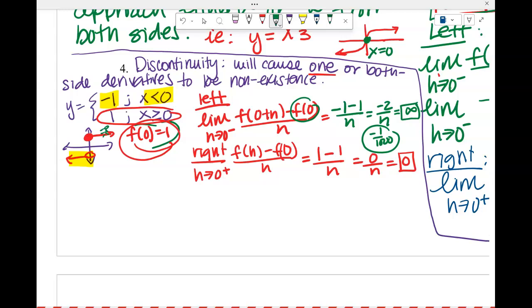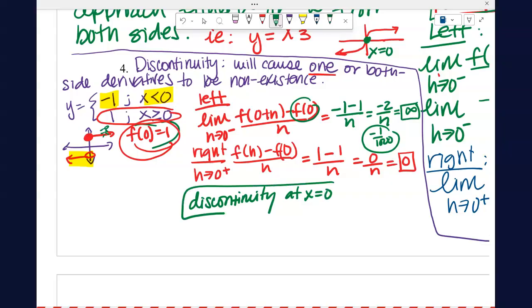Infinity is not a finite number, so it doesn't really exist. It's just behavior. So this is what we call a discontinuity. Now, you guys remember this is also a jump, right? At x equal to 0.